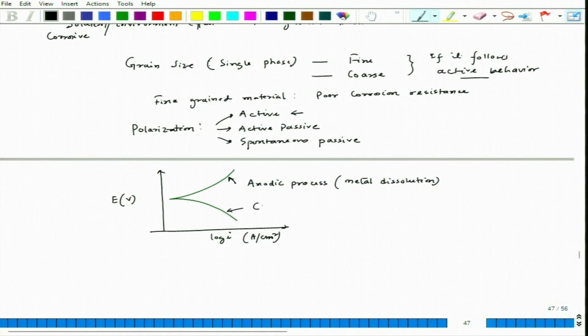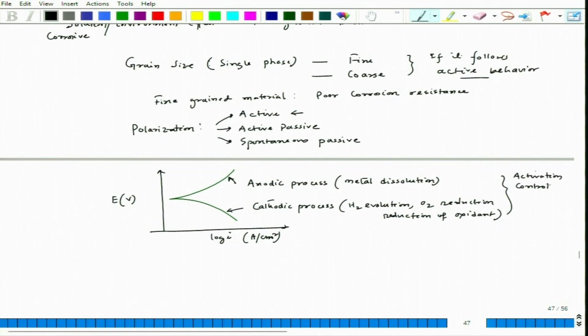and this particular arm is the cathodic process, which is either hydrogen evolution or oxygen reduction or a reduction of oxidant, other oxidant like ferric ion. Now, both these polarizations are basically activation controlled, fine, and there is no signature of attaining passivity.